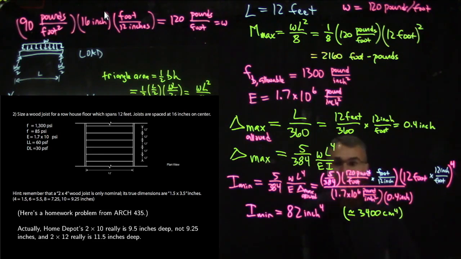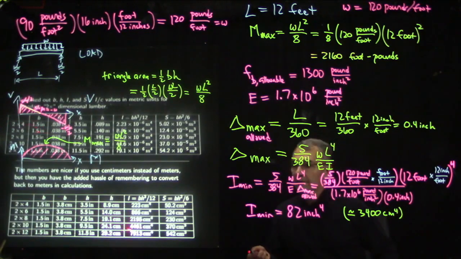So multiplying the numbers out, I get that we need a second moment of area of at least 82 inches to the 4th power. Since my pre-calculated table has centimeters to the 4th power instead, I multiplied that by 2.54 to the 4th power, and I get about 3,400 centimeters to the 4th power. Then we can go look at my table, and it looks like if we want 3,400 centimeters to the 4th power, a 2x8 is not good enough, but a 2x10 is just fine. So I think the joist for this row house problem will turn out to be a 2x10.